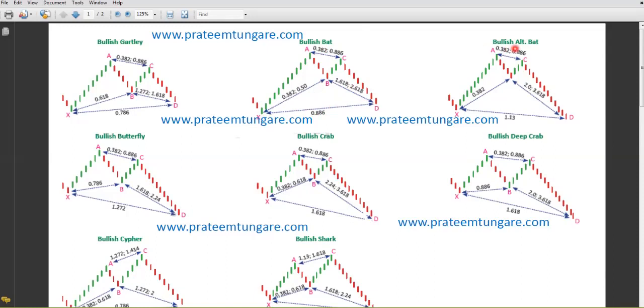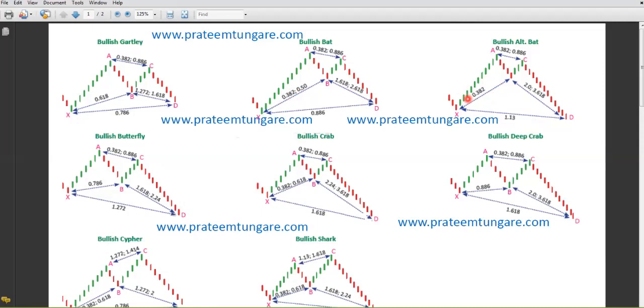Let's come to the bullish alternate bat now. If the ratio of XB is 0.382, then it can be a probable bullish alternate bat. And if it is an alternate bat, the XD should be 1.13. Now, there might be a confusion in your mind that here also it is 0.382, here also it is 0.382.